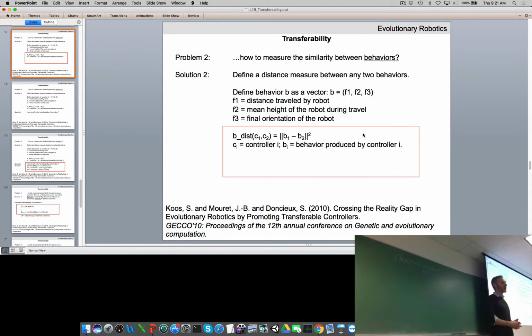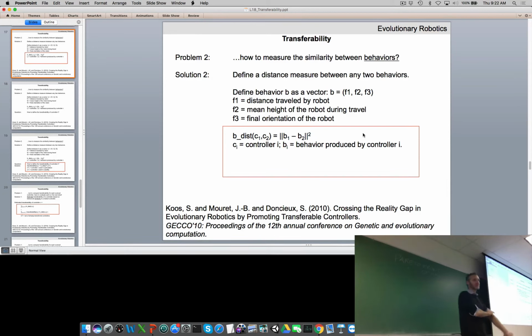How far and how fast the robot moves is probably going to be an important aspect of how transferable something is. The investigators also looked at the mean height of the robot during travel. So if it was walking like this or sliding across the ground, they're going to measure that mean height, which is maybe a way to get at friction or other aspects of the way it moves. And they threw in final orientation of the robot. Which angle was the robot pointing at the end? They just put it in there hoping it would be helpful.